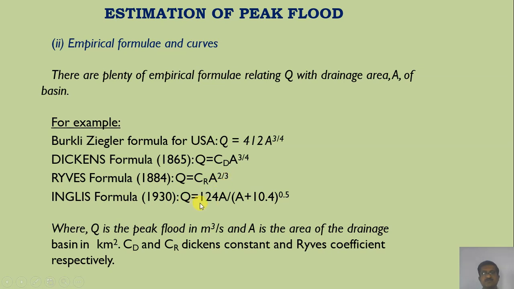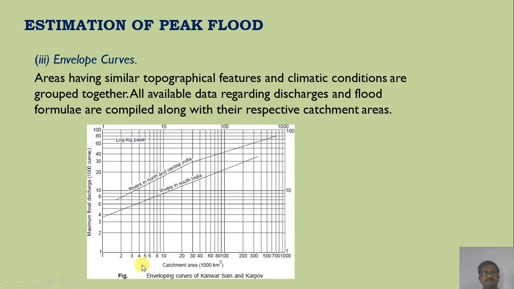Then the English formula is Q is equal to 124A divided by (A plus 10.4) raised to 0.5. As the name indicates, these are empirical formulae where Q is the peak flood in meter cube per second and A is the area of the drainage basin in kilometer square. CD and CR are the Dickens constant and Ryves coefficients respectively.